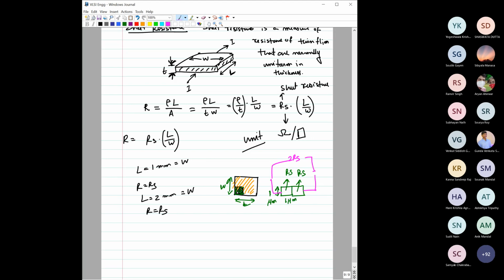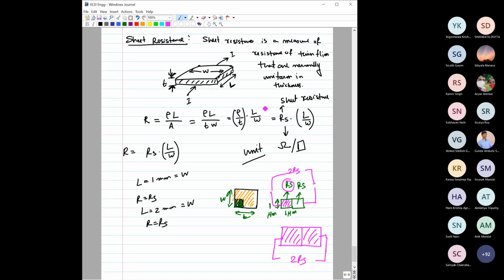But if you see only for this, it is Rs, right? Similarly, suppose your friend has made a box like this and a box like this with the same material. Then if he or she connects and measures the resistance between these two, he or she will also find that its resistance is 2 Rs, right? So that's how sheet resistance is defined in the semiconductor industry.